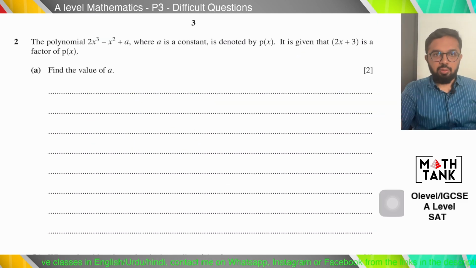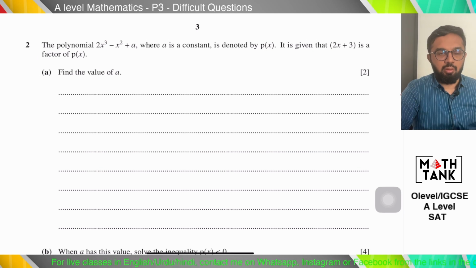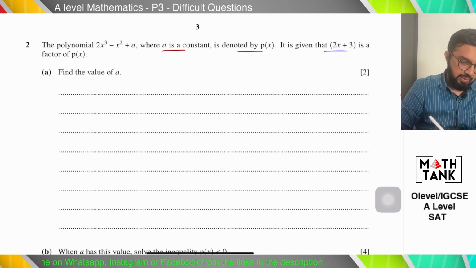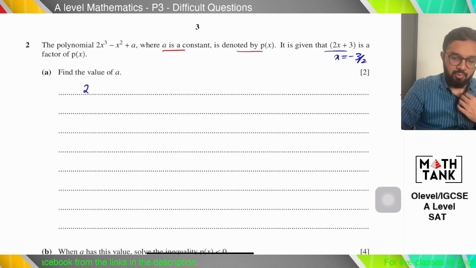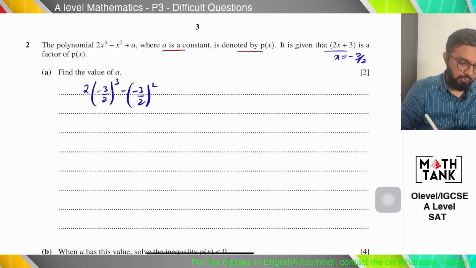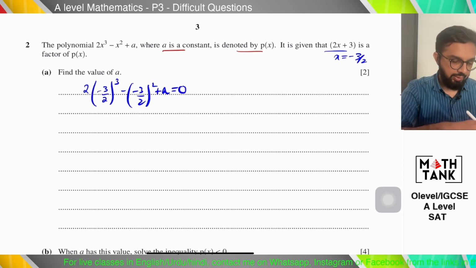Okay, continuing with the questions. This is a polynomial 2x cubed minus x squared plus a, where the constant is denoted by p of x. It is given that 2x plus 3 is a factor. So x equals to minus 3 over 2. And let's plug that in here. A should equal 0. Why? Because the remainder is equals to 0.